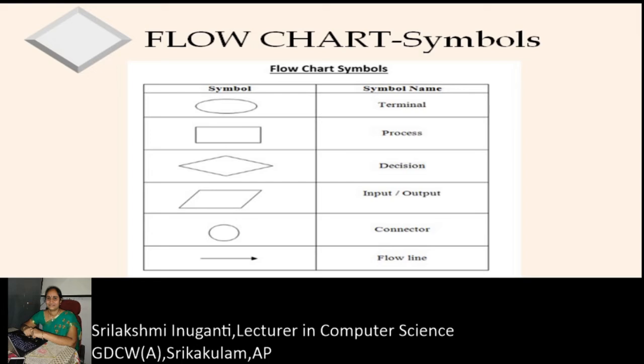And this is the connector. If our flowchart is very lengthy, and if we want to connect two or more flowcharts, then we can use this connector symbol. Next, the last one is flow line. The flow between these symbols is represented by this flow line.